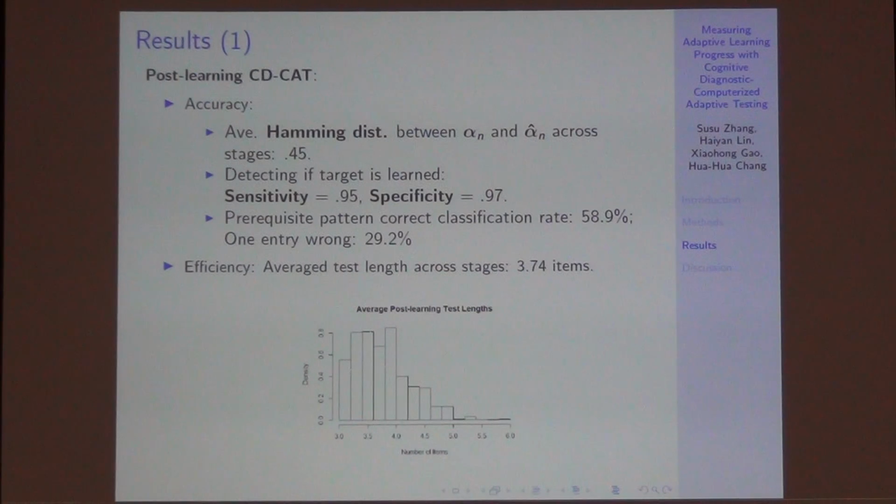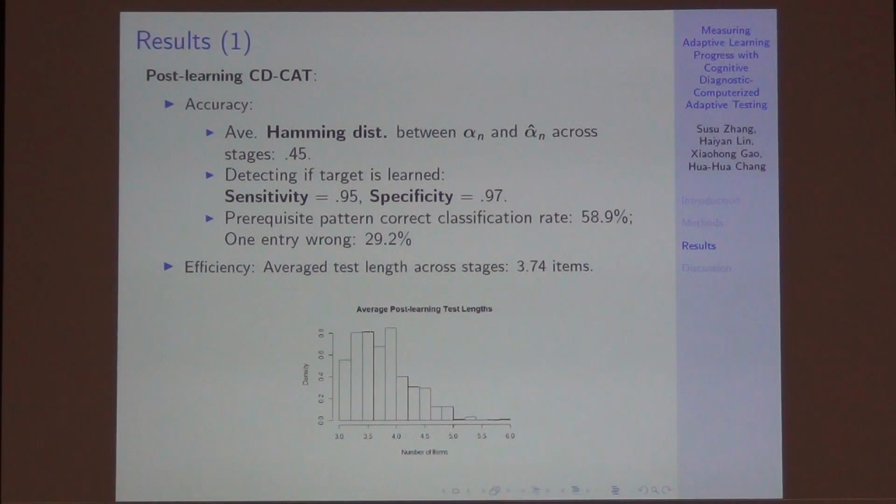And here are some results of the simulation studies. For the post-learning CD-CAT, it achieves relatively high accuracy, with the average Hamming distance between the estimate and the truth across stages being 0.45, which indicates that on average, less than 1 skill is measured incorrectly for all the subjects. And in terms of detecting whether the learning target is learned or not, the sensitivity and the specificity both exceeded 95%. It also did relatively well in identifying the true prerequisite pattern.